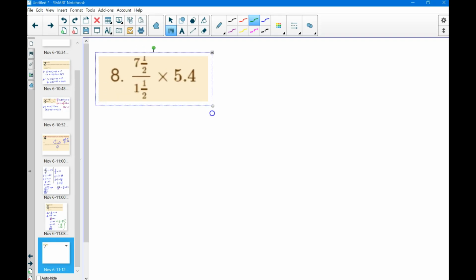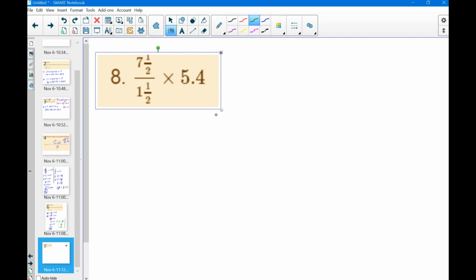Notice this question. We have a mixed number divided by a mixed number multiplied by a decimal. You gotta be kidding me, right? You're killing me here.